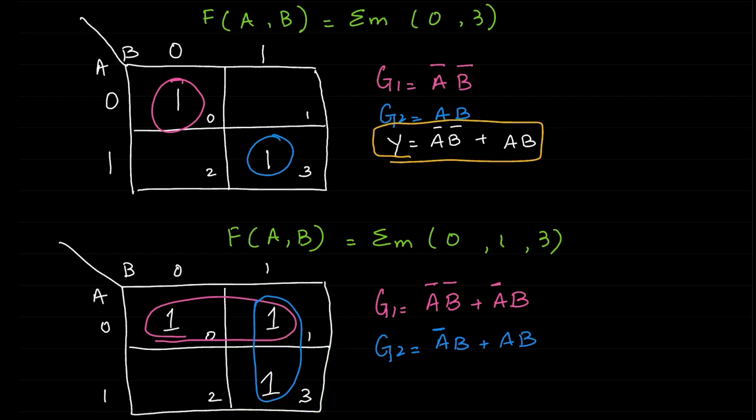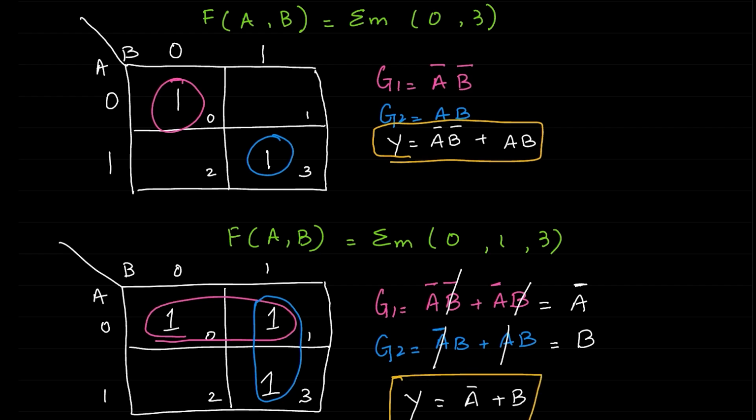Now the next step is to cancel out the uncommon terms, B bar and B. A bar is constant in one group, and in the other A bar is changing and B is constant. Finally, we combine both to get the output. So A bar plus B is the output of the given two variable function.